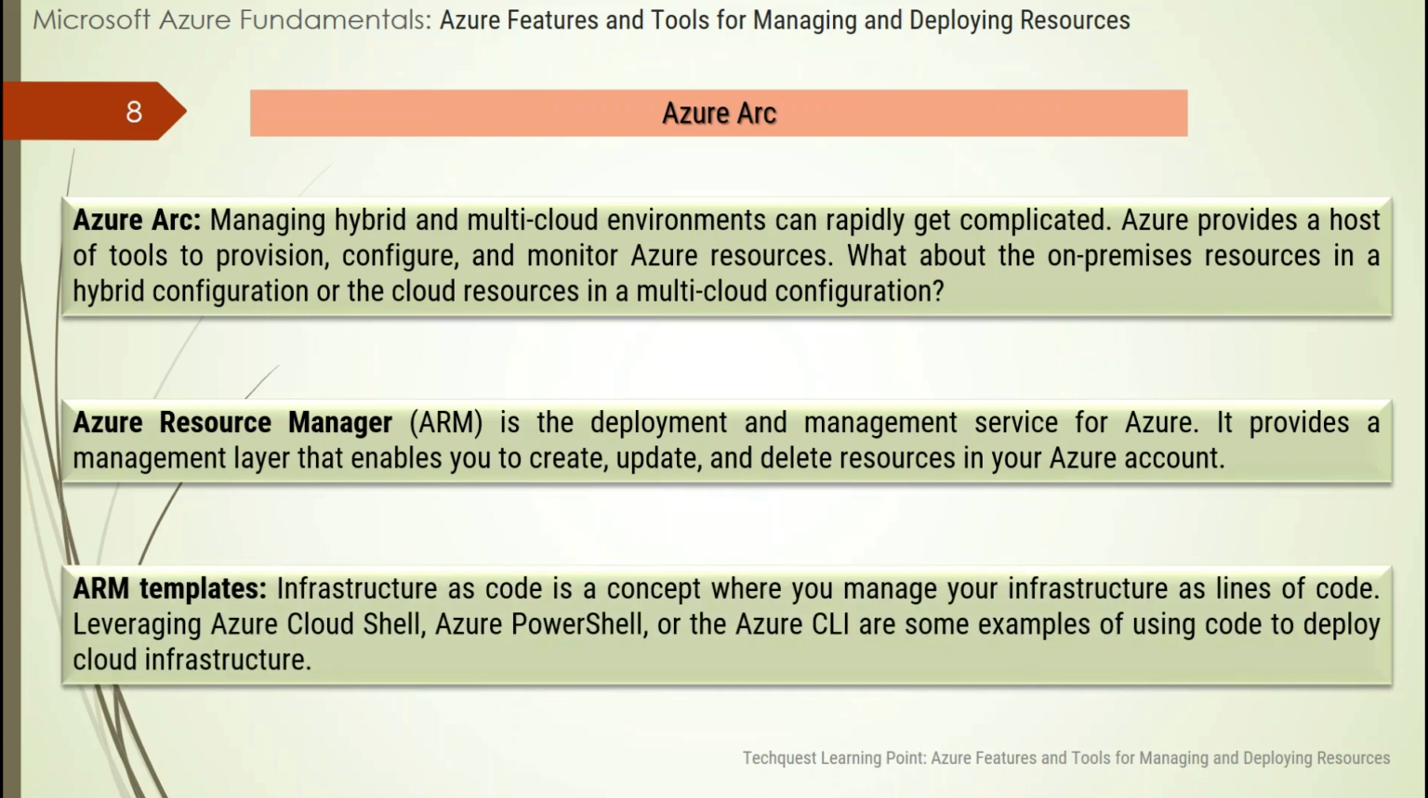ARM templates. Infrastructure as code is a concept where you manage your infrastructure as lines of code. Leveraging Azure Cloud Shell, Azure PowerShell, or the Azure CLI are some examples of using code to deploy cloud infrastructure. ARM templates are another example of infrastructure as code at work. By using ARM templates, you can describe the resources you want to use in a declarative JSON format.